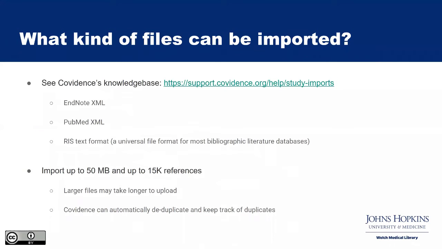So what kinds of files can be imported? As I mentioned earlier, you can use EndNote XML, a file that would come from the EndNote reference manager. PubMed XML, which is a format that can be exported from the database PubMed. Or if you're using an EBSCO database like ERIC or CINAHL or ABI Inform or some others, you can export straight to RIS text format. And if you're working with a librarian, we'll be able to export them to RIS text format for you and remove duplicates. So keep that in mind.